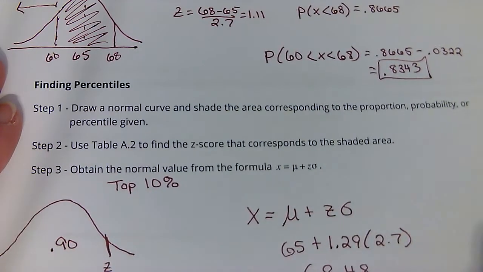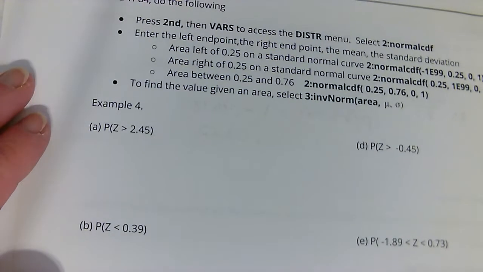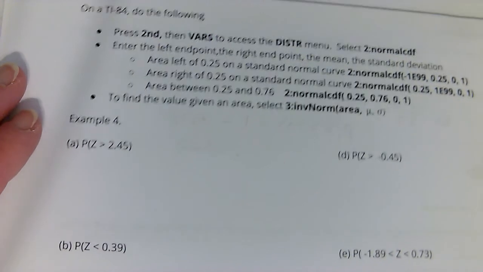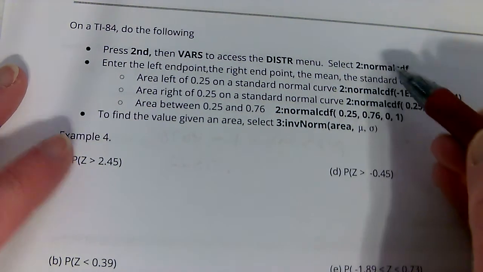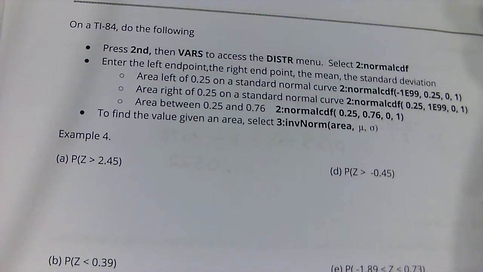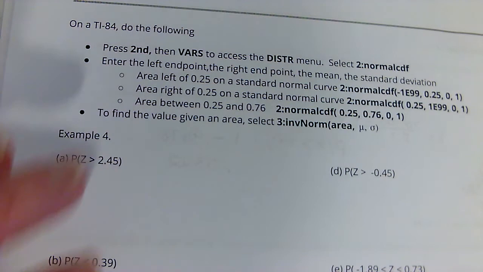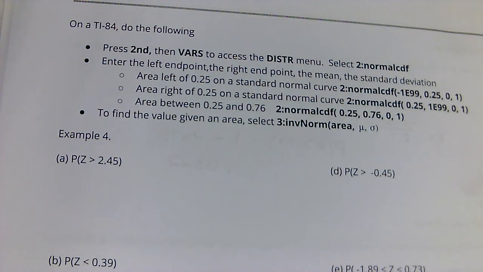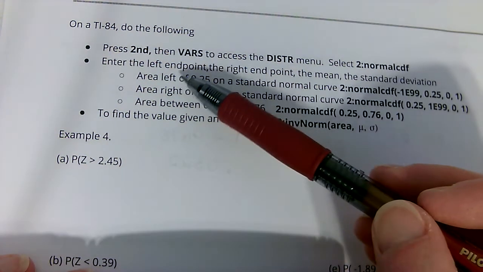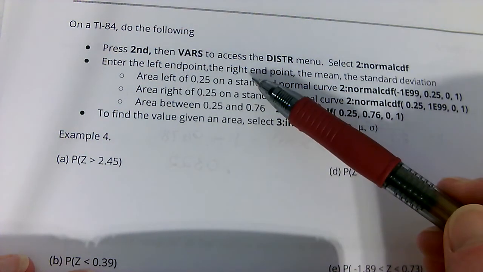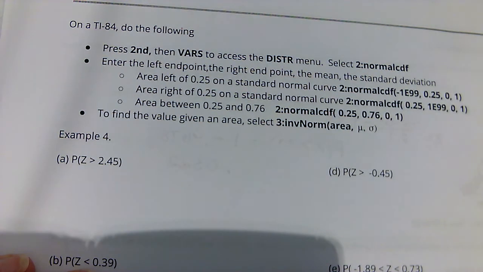Now you're thinking to yourself, there's got to be an easier way, right? We can do it in the calculator as well. So in the calculator, this is under normal CDF. And it's always going to need a left value, a right value, the mean, and the standard deviation.